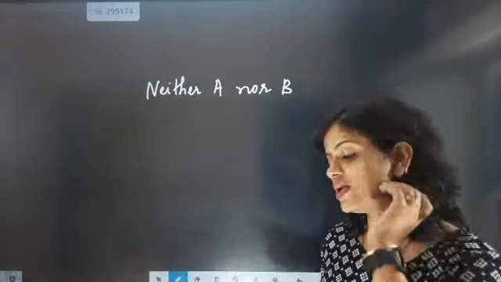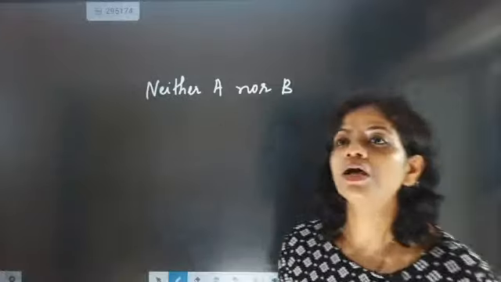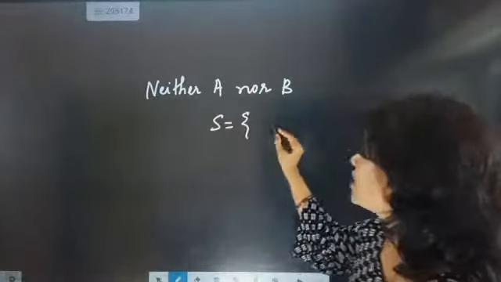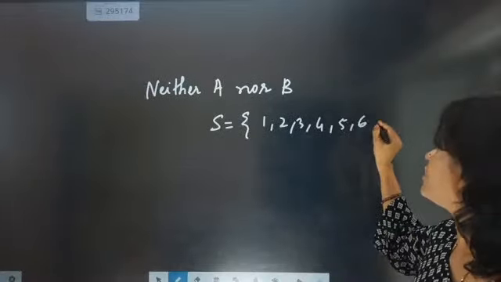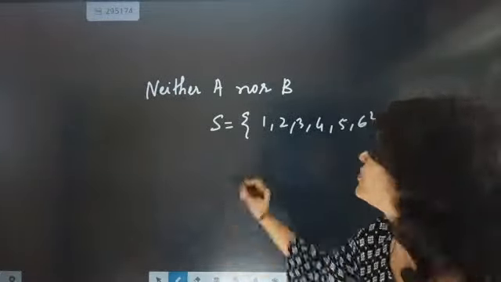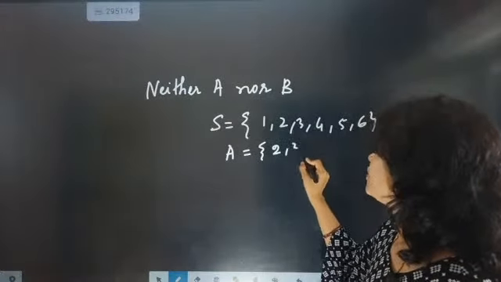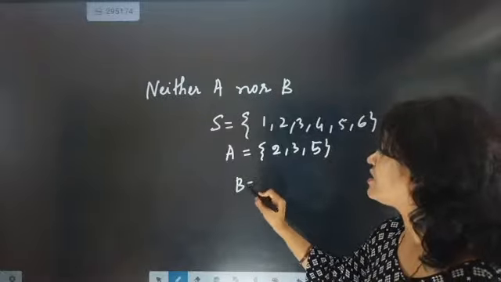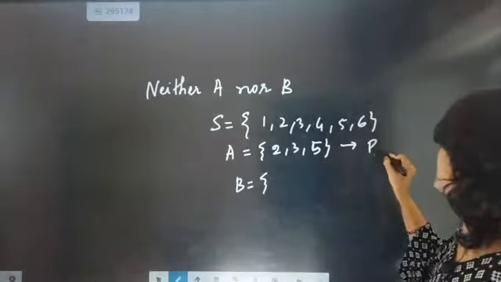Now look here Devansh, when neither A nor B will be there, then how you are going to handle the case? Neither A nor B. Now one sample space is given to you: when you are tossing a dice, you are getting this sample space. Now A is coming as prime number, 2, 3, 5, and B is exactly coming as number divisible by 3.